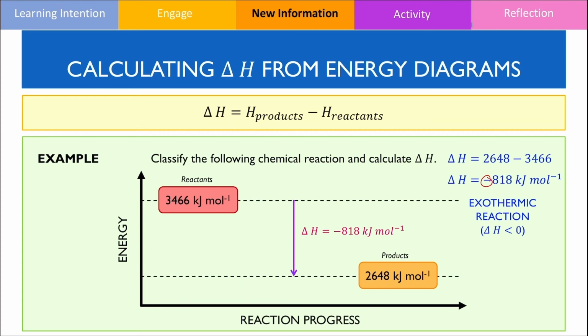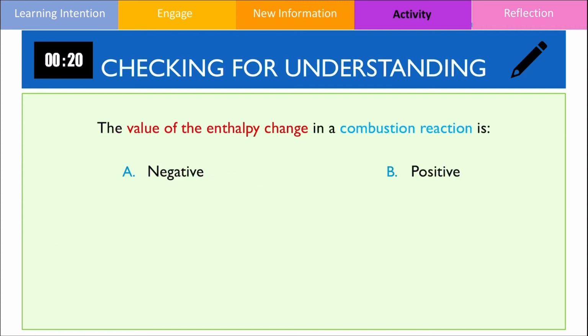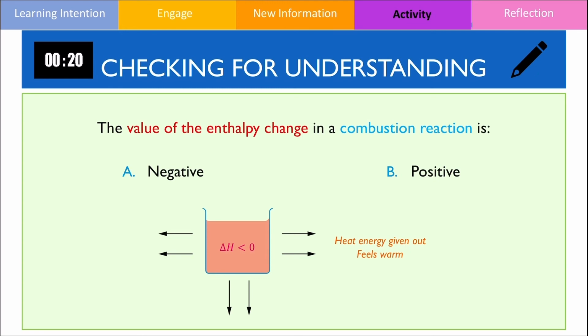Now that we've covered the content, I would like you to check your understanding by answering a few questions. In the first question, select the appropriate statement about an endothermic reaction. Endothermic reactions absorb energy from the surroundings, hence C is going to be the correct answer. In the second question, it wants you to comment on the value of the enthalpy change for a combustion reaction. Using our prior knowledge of combustion reactions, we know that this chemical reaction releases heat. As a result, the change in enthalpy will take on a negative value.